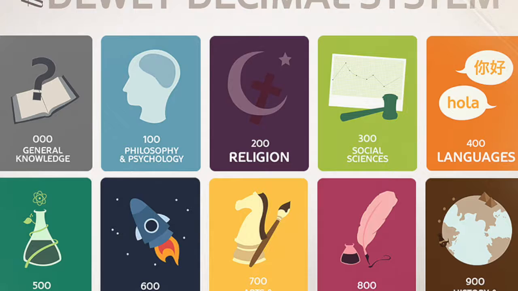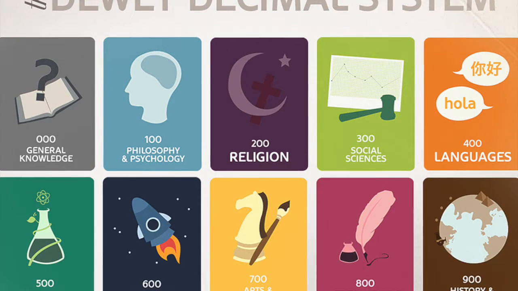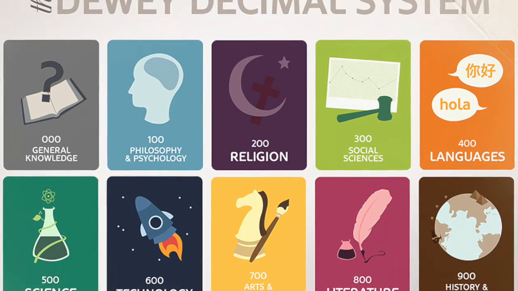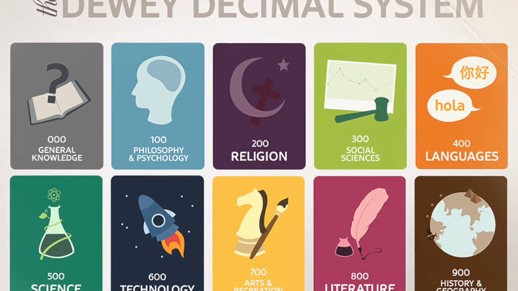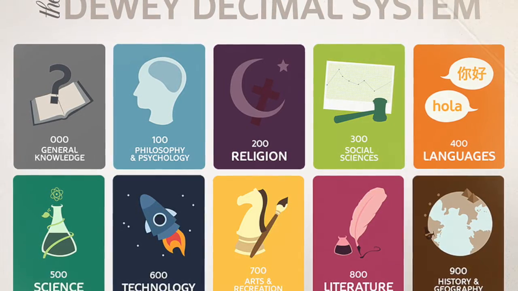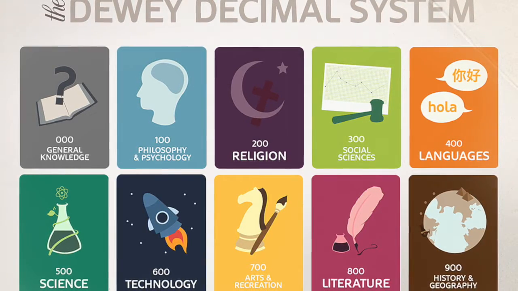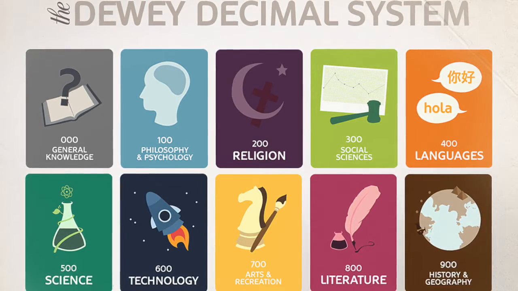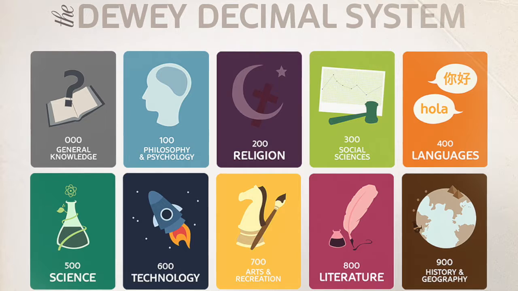These sections are broken down as follows. The 000s, computer science, information, and general works. 100s, philosophy and psychology. The 200s, religion. The 300s, social sciences. 400s, language. 500s, science. 600s, technology. 700s, arts and recreation. 800s, literature. And 900s, history and geography.